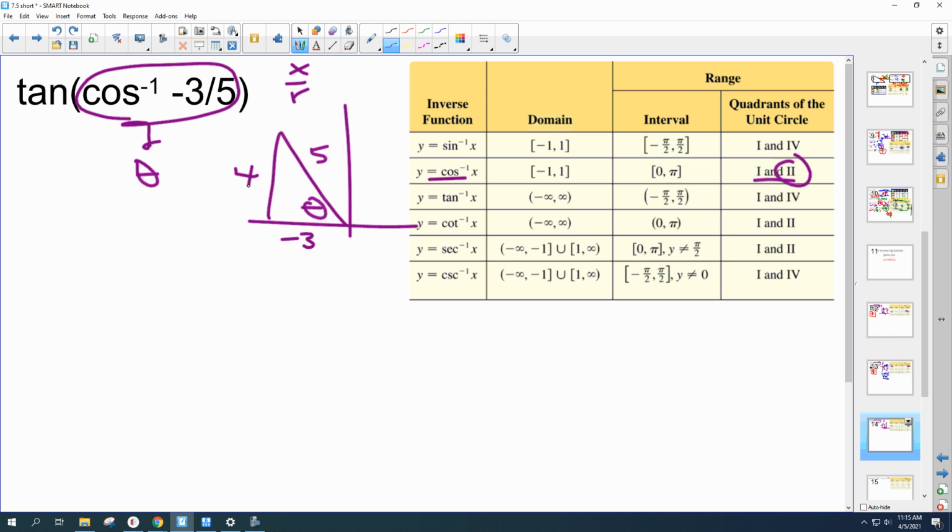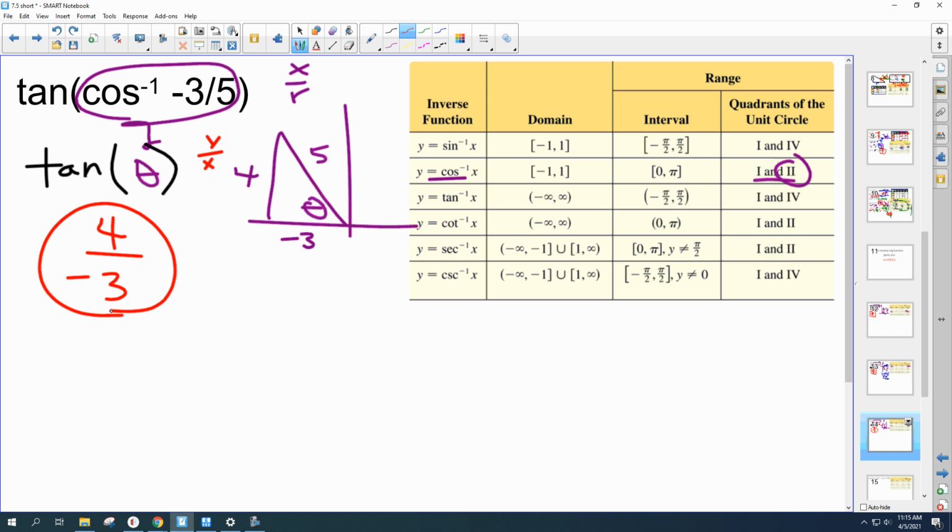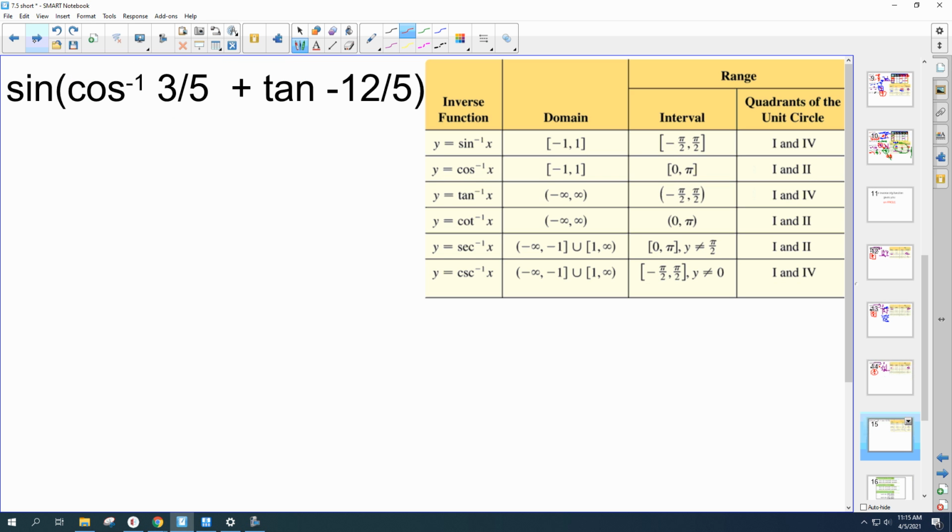Okay? So if that's my picture, I'm just trying to find tangent of that angle. Tangent is y over x, or opposite over adjacent if you want to do it that way. But regardless, I'm going to get negative 4 thirds. I like those problems. I think they're kind of fun. Okay, let's kick it up a notch. We get to this, and I got a little bitty typo in here. That's supposed to be inverse tangent. Okay.